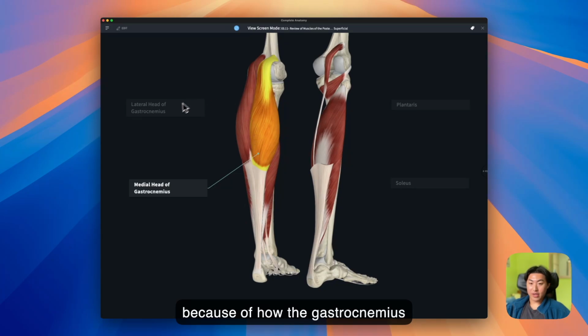Because of how the gastrocnemius crosses the knee joint and attaches to the femur, it has multiple functions. The first function is to plantar flex the ankle, but this is only when the knee is extended. The second function is to flex the knee, and the third function is to raise the heel while walking. So you can think of it like a tiptoe action.